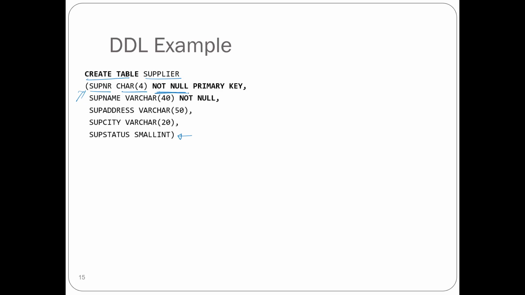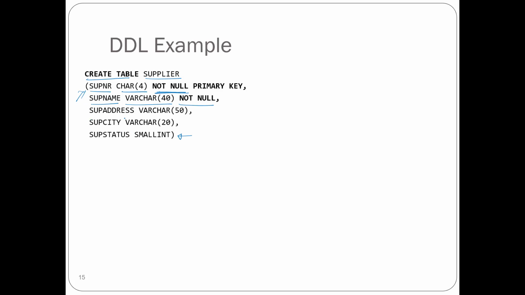We don't want it to be null. So here for supplier number, SUPNR, there are two constraints, not null and primary key, and they are separated by a space. Good. So that completes the definition of the first column of this table supplier. Now with the comma, we have the second column definition, which is SUPNAME varchar 40. So for supplier name, we are allowing a flexible name of maximum 40 characters, and we don't want it to be null. That's the reason we are saying not null.